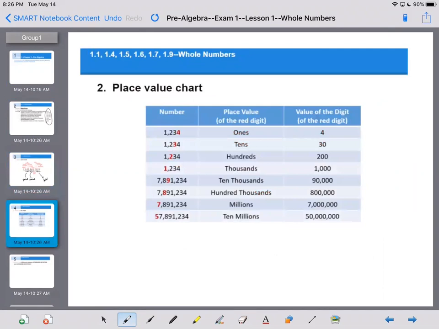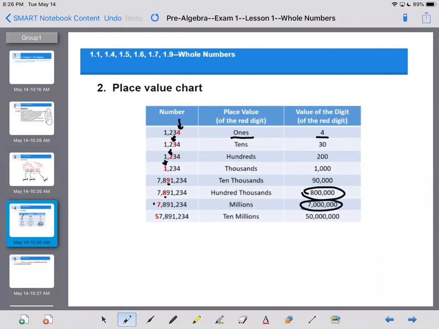Looking at your place value chart, when we're talking about certain digits, so if I'm representing this 4 right here, notice that's in the ones place. The value of that is 4. The value of this 3 here is in the tens, so the value is 30. This is 200s, 1,000. The 9 represents 90,000. The 8 represents the 800,000, and the 7 would represent the 7 million.